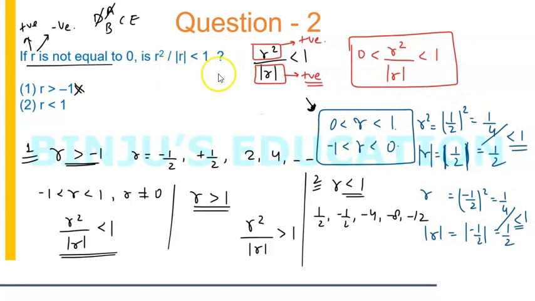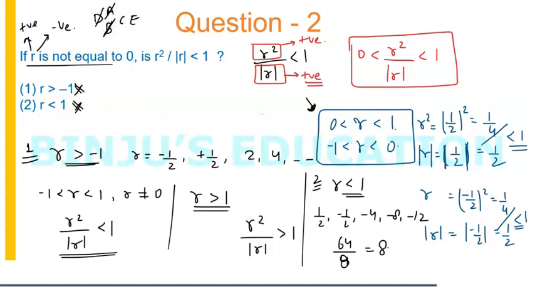That is, r square divided by mod of r is less than 1. But what if r is like minus 8? If r is minus 8, then r square is 64 and mod of r is, sorry, mod of r is 8. So 64 by 8 is equal to 8. That is not less than 1. So again we are getting both the conditions. That is, the ratio of r square by mod of r can be less than 1. It can be greater than 1 also. So statement 2 alone again does not satisfy.